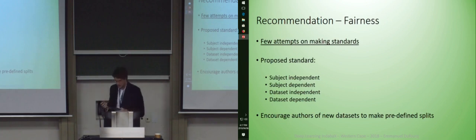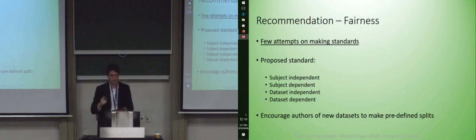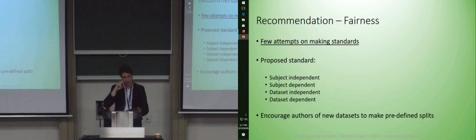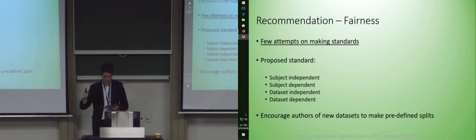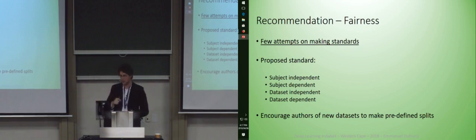In terms of fairness, there were very few attempts at establishing benchmarks. So I found that authors did whatever, and no author stood up and said, we really need a standard. So here I propose a standard to run 4 experiments. The first one is a subject-independent test, where you split your data in such a way that subjects in the training set do not appear in the test set. The other is a subject-dependent test, where the same subject can appear in both the training and the testing, but not the same image.